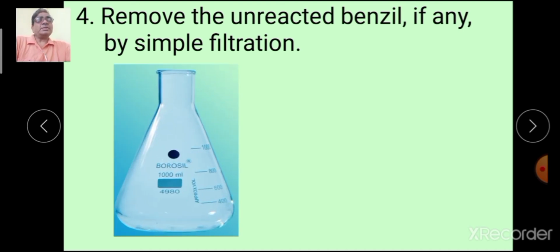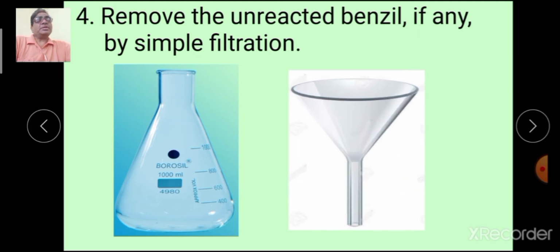This is the flask in which we have added the water, and unreacted Benzil, if any, then filter using this funnel and using the filter paper. Simple filtration, that is, only remove the solid unreacted Benzil and take the solution.